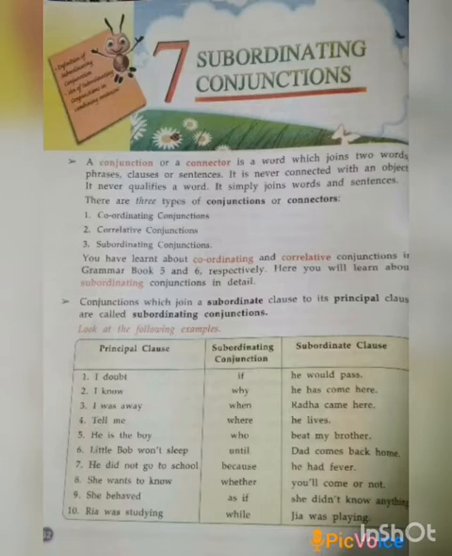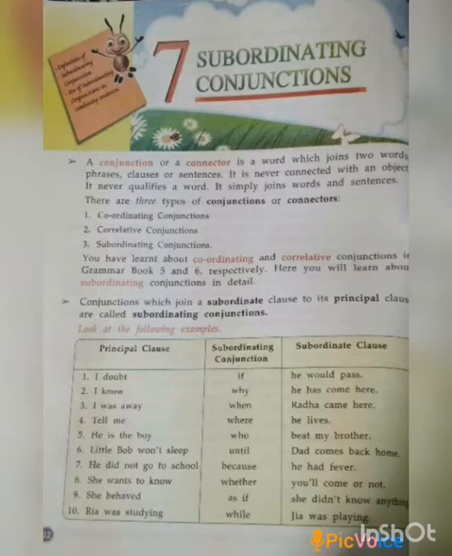First, we should be clear about what is meant by conjunction. Already we studied it in the previous classes. Conjunction means a joining word. It is used to join two words meaningfully. The definition, listen: a conjunction or a connector is a word which joins two words, phrases, clauses, or sentences. So any two things, it may be phrases or clauses or sentences.